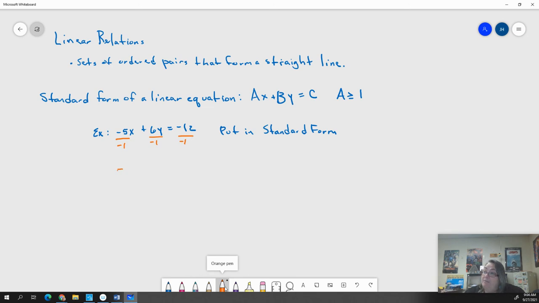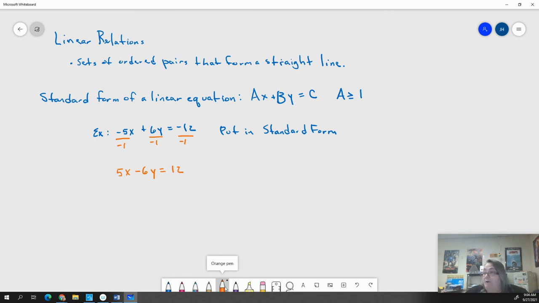So this would become 5x minus 6y, but we're allowed to have a negative on the y, equals positive 12. Right? So all that did is change the signs of anything. And Sergio said multiply by a negative. We could have multiplied the whole thing by -1 as well. It would have had the same effect, right?